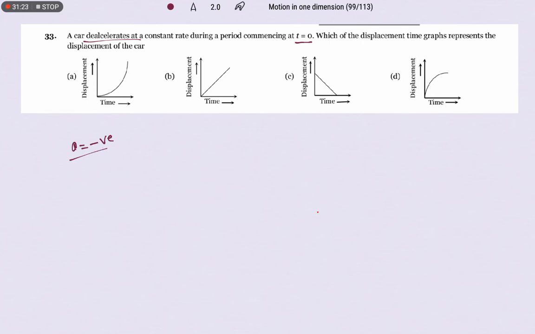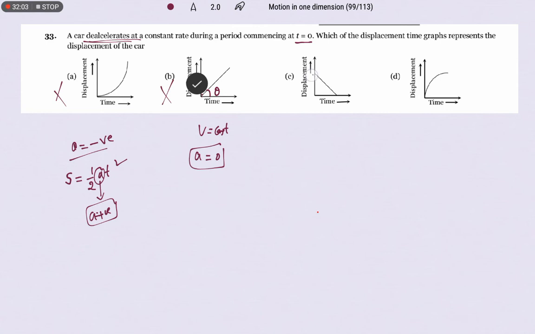Let us analyze from the first graph. This is the graph bending in the upward direction. If the graph is bending upward, we have the formula s equals half a t square, and a is positive. That is not our given condition. Next, in the displacement-time graph, it maintains constant velocity, v constant. If v is constant, acceleration is 0, but our acceleration will be negative.